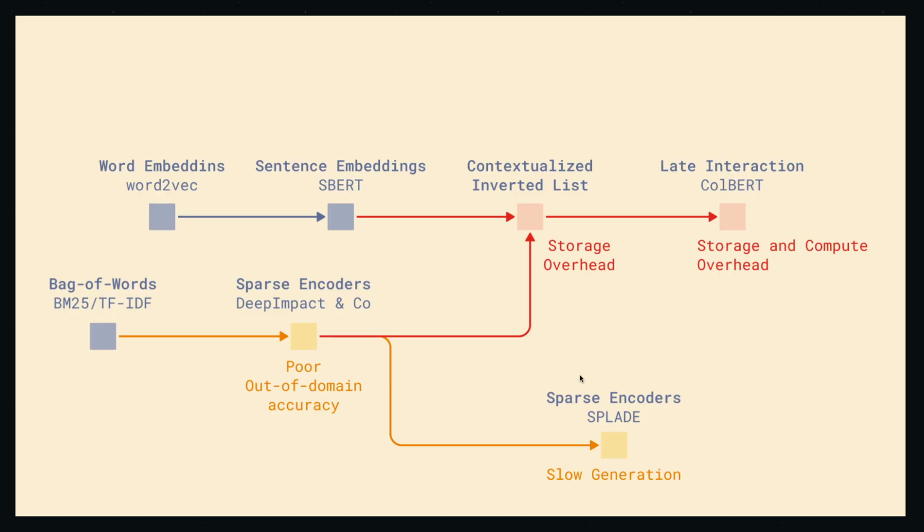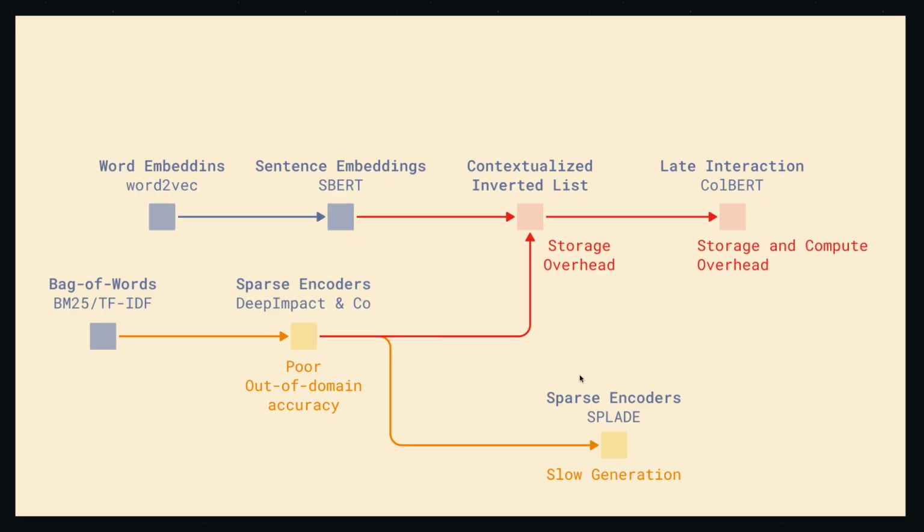And you see we start out with Word2Vec, we go all the way to late interaction ColBERT and the sparse encoders. And basically what happens is anytime we move into a new process, we're solving a problem, but we're also creating a problem. So for example, these sparse encoders like DeepImpact weren't too good out of domain.